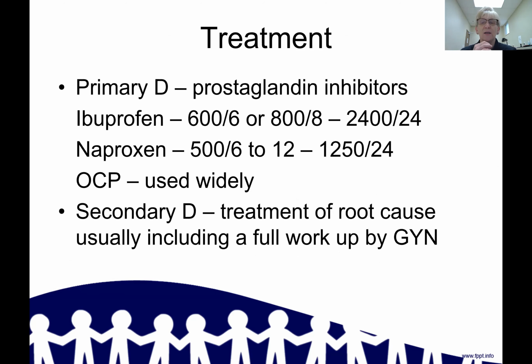If it's a prostaglandin issue in primary dysmenorrhea, ibuprofen or naproxen are your drugs of choice because they're prostaglandin inhibitors. With our adolescents, you can do 600 every 6 hours or 800 every 8 hours, as long as they don't consume more than 2,400 milligrams in 24 hours. And with naproxen, they can do 500 every 6 to 12 hours, as long as they don't have more than 1,250 in a 24-hour period.